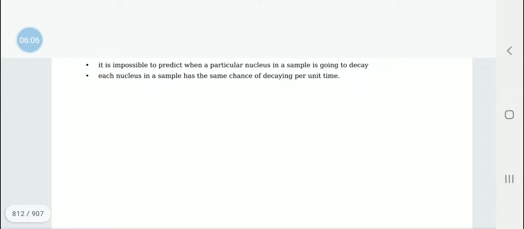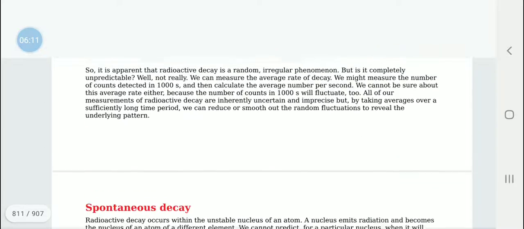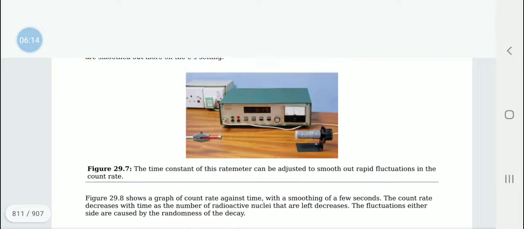So we are talking about radioactive materials. Let's write a note on that before moving on to the next part. Write down.